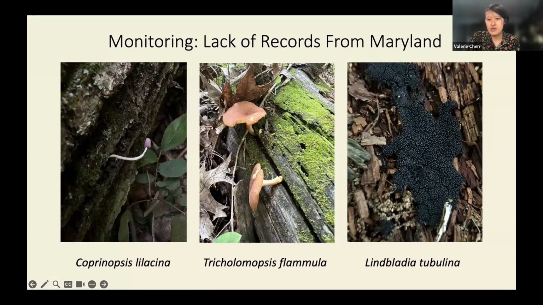Tricholomopsis flammula prefers to grow on conifers, which are less common as a forest type compared to hardwood oak hickory forests here in Maryland. I'm not quite sure why Lindbladia tubulina is not well recorded, but slime molds can develop through their conspicuous life stages quickly, like within hours, so that could be a contributor. Local biodiversity is definitely undersurveyed for both macrofungi and slime molds, so it's really exciting to be able to help record it.